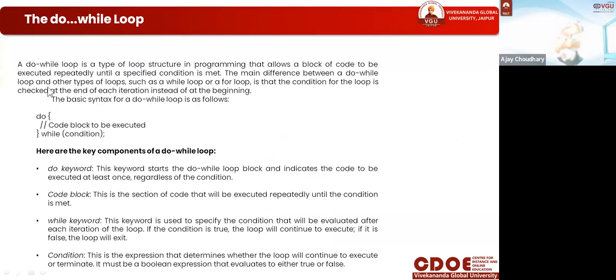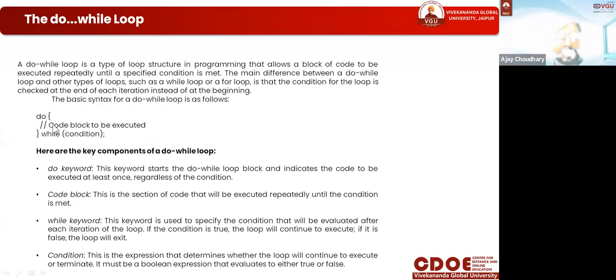So, the do-while loop and other types of loops such as a while loop or a for loop: the condition for the loop is checked at the end of each iteration instead of at the beginning. The basic syntax, you always write first your syntax, and then you write your example in the exam. You not just write the do keyword. You write this part. This is called a syntax for any kind of programming language.